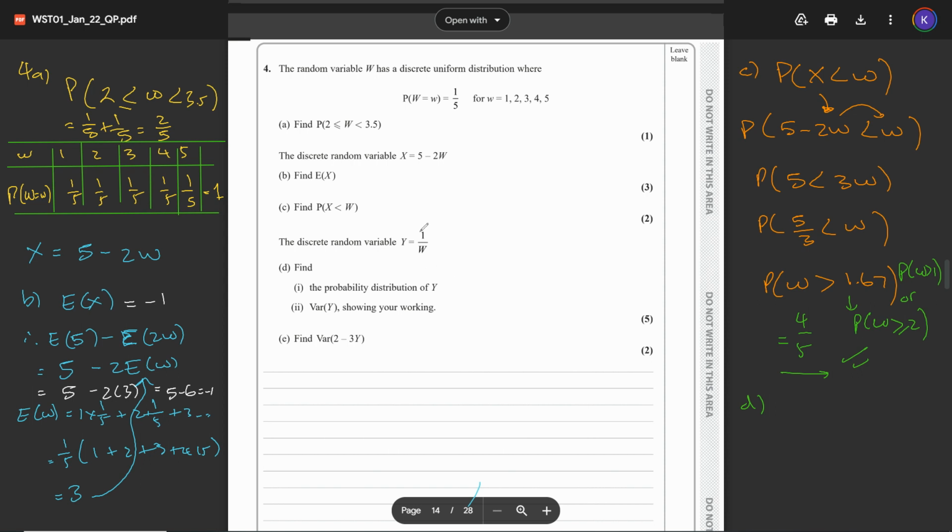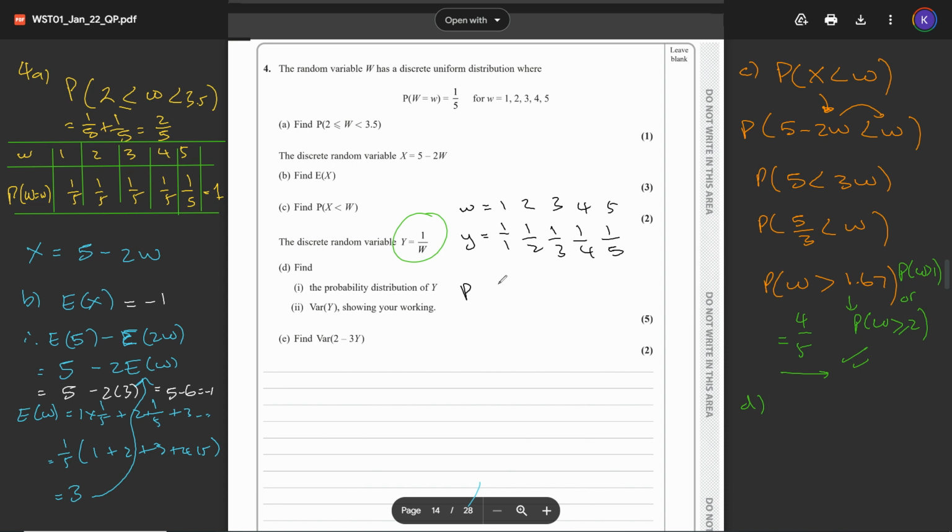Find the probability distribution of y if y is 1 over w. Okay, so now we have to create another table of values, where we've got y. So y is going to be equal to 1 over w. If w is equal to 1, y is 1 over 1. W is equal to 2, it's a half. W is equal to 3, it's a third. W is equal to 4, it's a quarter. If w is equal to 5, it's a fifth. All right? So y is equal to 1 over w.